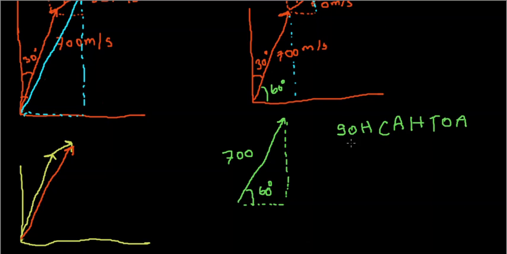Sine is opposite over hypotenuse. The cosine is the adjacent over hypotenuse, and tangent is opposite over adjacent. Now, why are we introducing these three concepts?